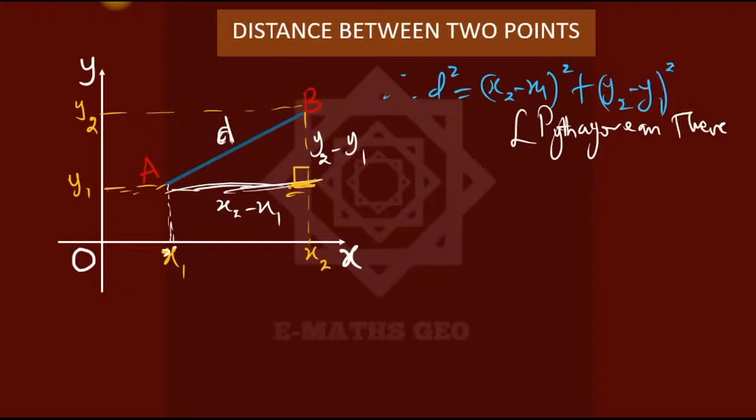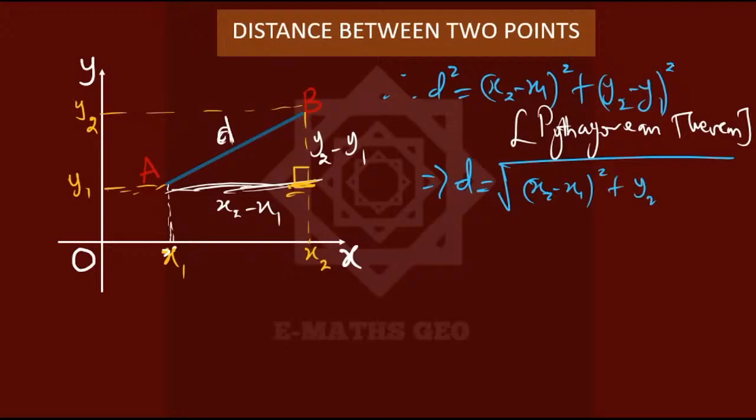We are asked to find the distance. So D is now equal to the square root of the right hand side, which is that. So that gives us the formula for the distance between 2 points. So that's the formula for the distance. We don't need to waste time on the derivation; once we are given the points, just apply the formula.